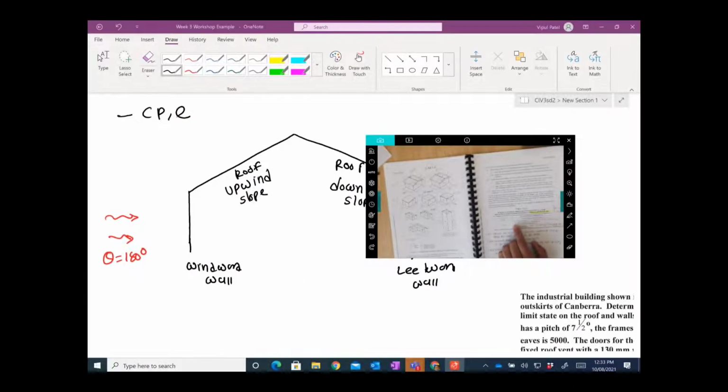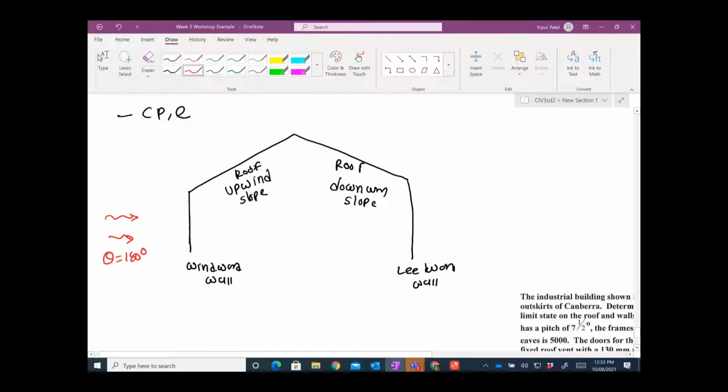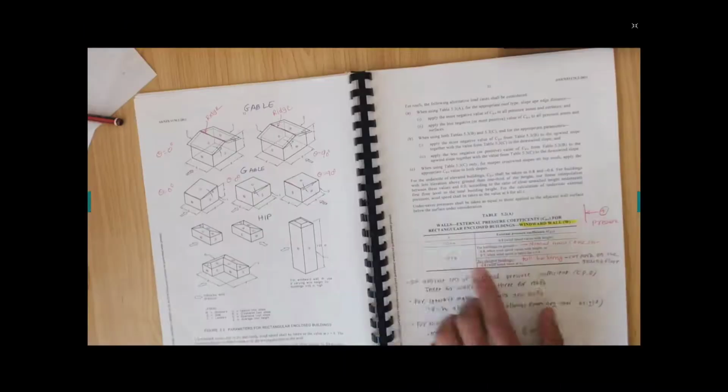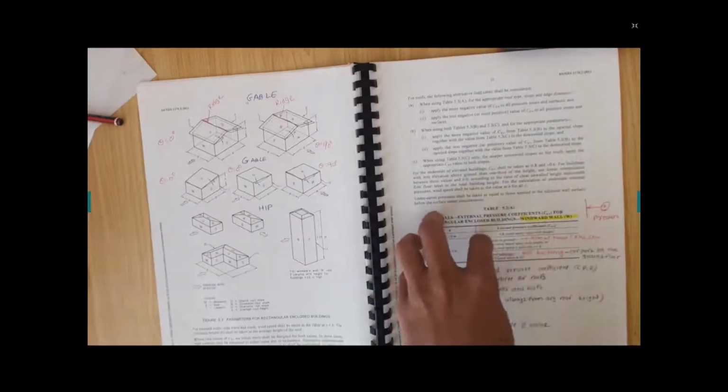It says that you always get this. Let me put this red one, that you have these pressures with the positive 0.7 CPE value, always positive. When the wind blows on this side, when the wind is coming from here, you have this positive, you have push pressures. That's easy. There is no problem. Windward wall, you don't have any issue calculating walls coming from here, from table number 5.2a windward wall.